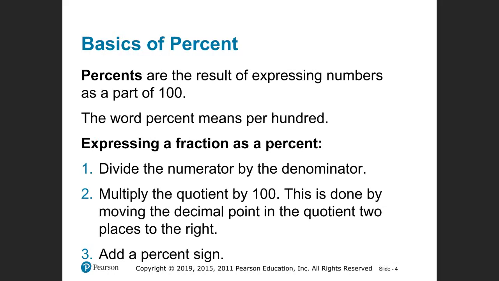Now, as I said, this first part should be a refresher of what you have studied in the past. Percents are the result of expressing numbers as a part of 100. In fact, the word percent means per 100. To express a fraction as a percent, divide the numerator, which is the top, by the denominator, which is the bottom. Multiply the resulting quotient by 100. This is done by moving the decimal point in the quotient 2 places to the right, and then add a percent sign.